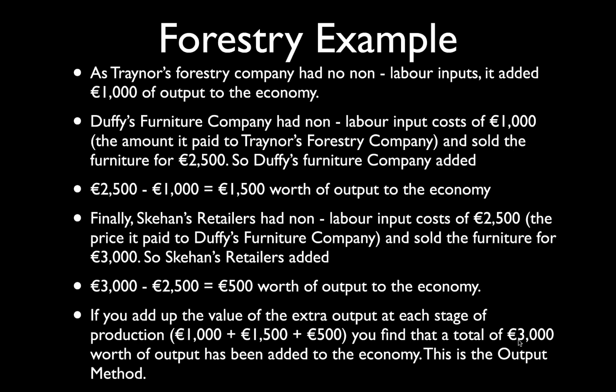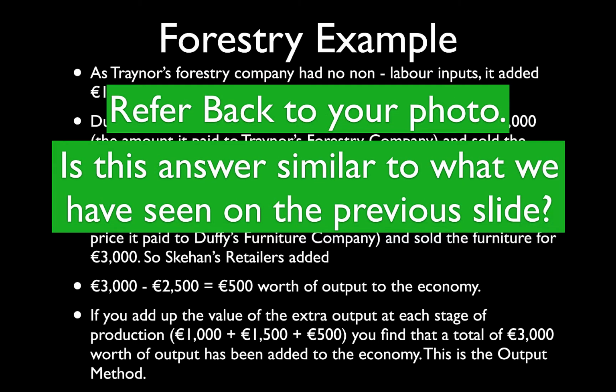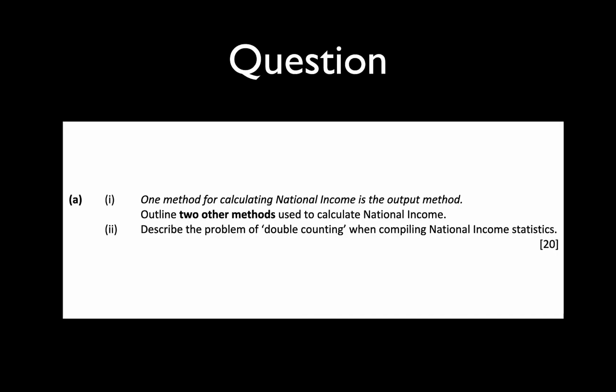But when there's stages in the production process, like what we've seen here, then it can get a little bit trickier. But at the end of the day, if you understand this, it is 100% true that national income equals national output equals national expenditure. Okay, now let's have a look further on.